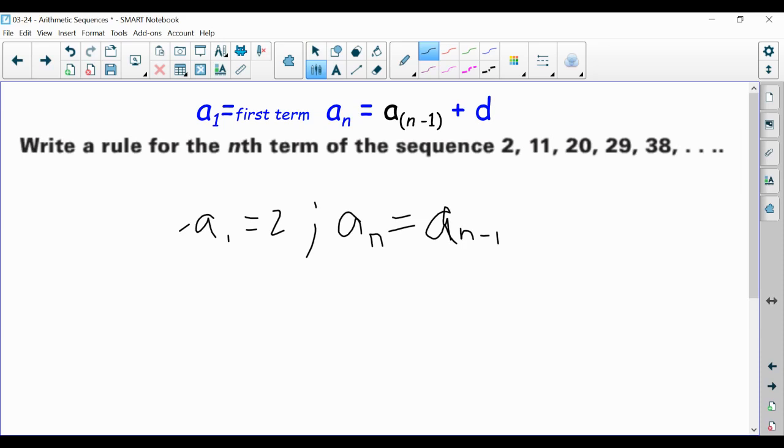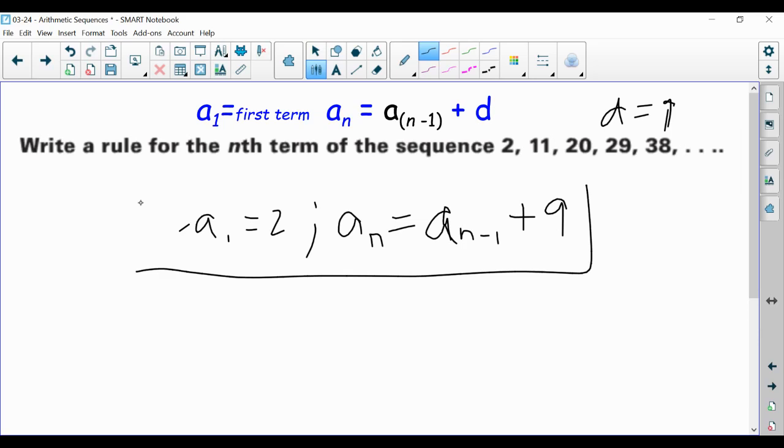So what is my common difference? Well, we just subtracted and we found out that our common difference was 9 in this example. So if my common difference is 9, it's a positive 9, I'm going to add 9 at the end. And that is my recursive form. We're done, right? The only thing that changes or is different per sequence is this common difference and whatever your first term is. Everything else will be written exactly the same.